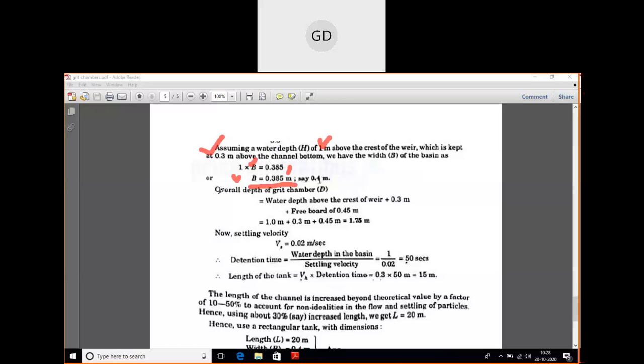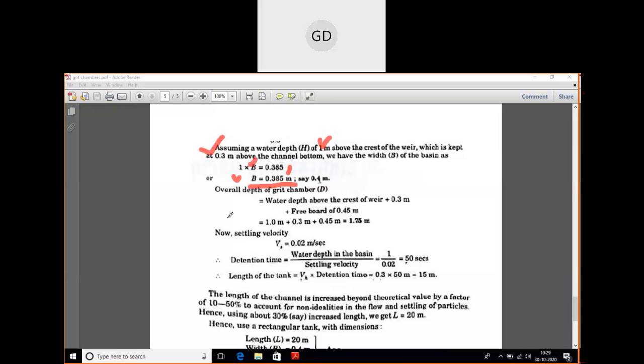Okay, so now you need to find out the overall depth of the grit chamber. So like we have designed for your tank. Okay, for your raw water, what I have told you is that when you design a tank, you have to consider the overall depth. Okay, so when you consider the overall depth, a freeboard will come. Okay, so what is freeboard I have already discussed in your first module, so I won't be repeating.